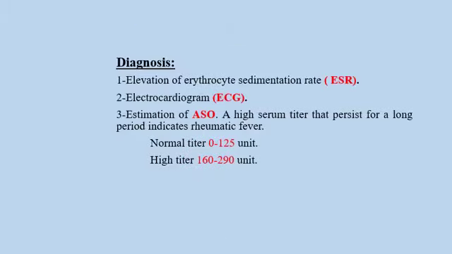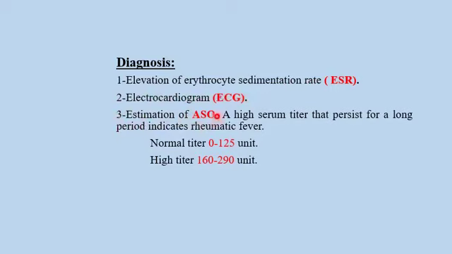Diagnosis. Number one, elevation of erythrocyte sedimentation rate. This test shows that there is inflammation in the body. It is not highly specific. It's not specific to rheumatic fever, but when there is elevation of the erythrocyte sedimentation rate, it means that there is inflammation in the body. Electrocardiogram also gives a picture about the heart.